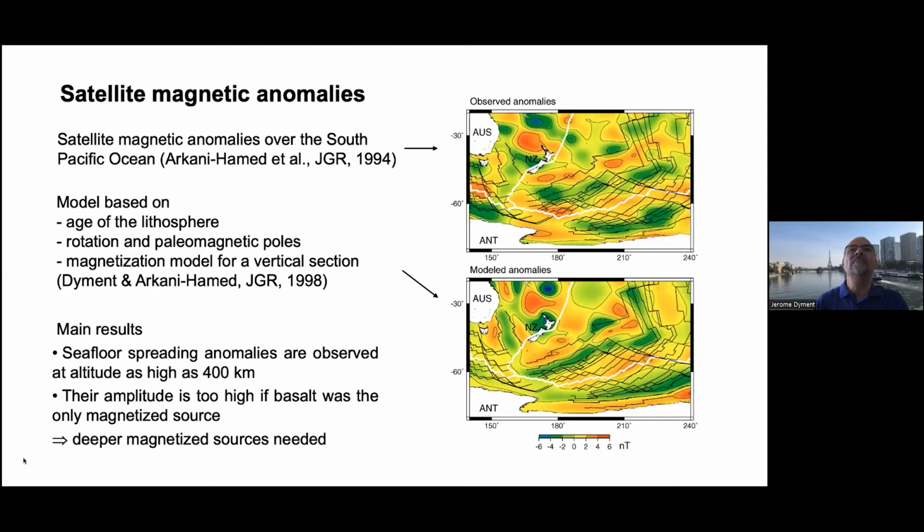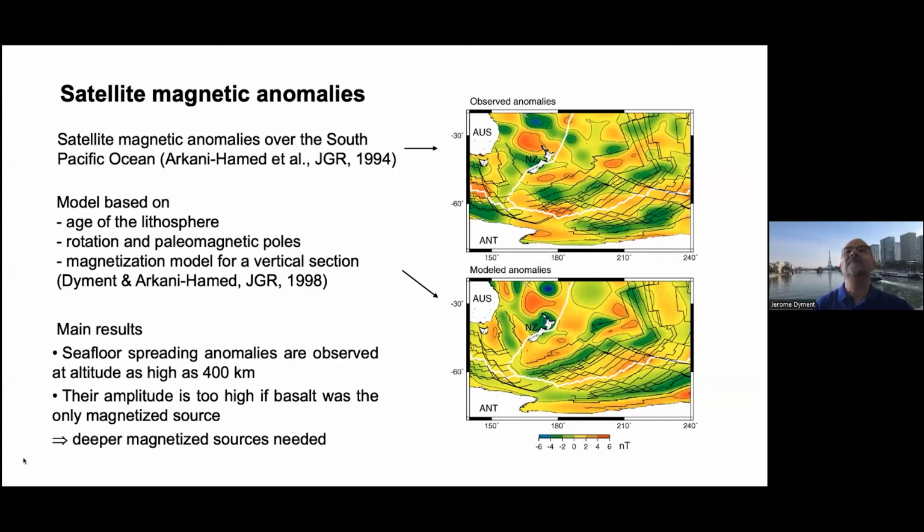Okay, we can model those anomalies, assuming the age of the lithosphere, the rotation and paleomagnetic poles for all the plates, and a magnetization model for the vertical section. This is what you see here, and we are able to model those anomalies in a reasonable way. But one important result from that is that seafloor spreading anomalies are also observed at an altitude of 400 kilometers, which is not very well known.